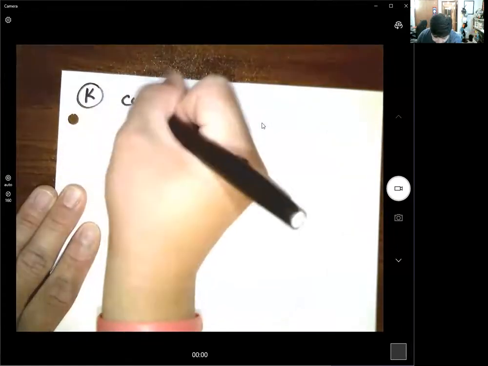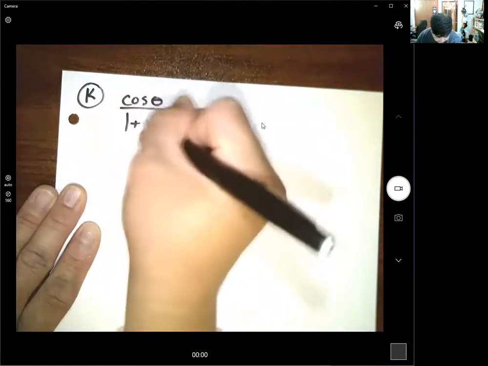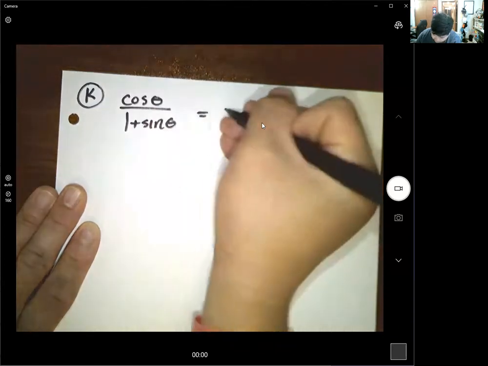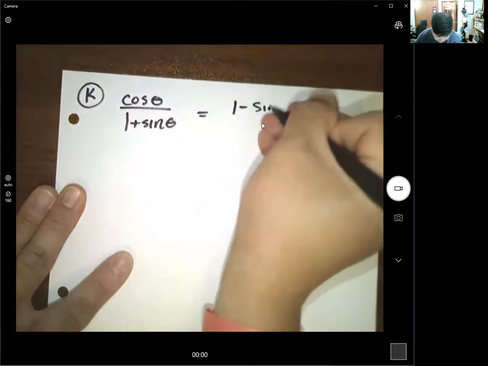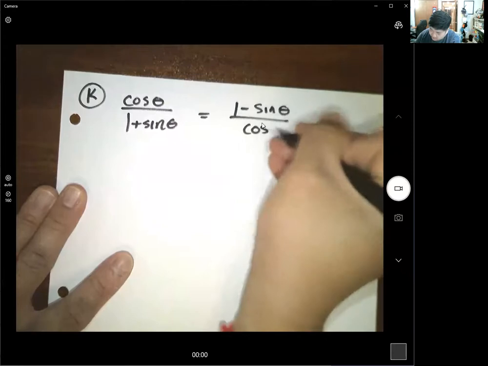Oh, that was I. We just did J. Let's do K. We have 4 more. So K: cosine of theta over 1 plus sine of theta, does that equal 1 minus sine of theta over cosine of theta?